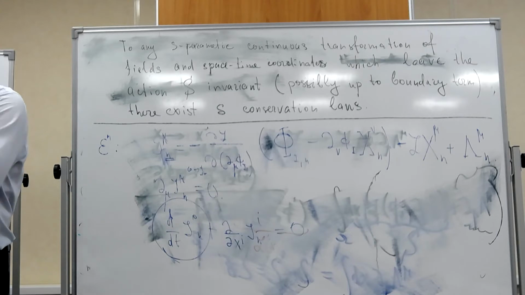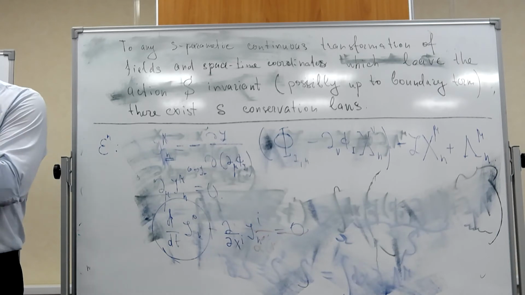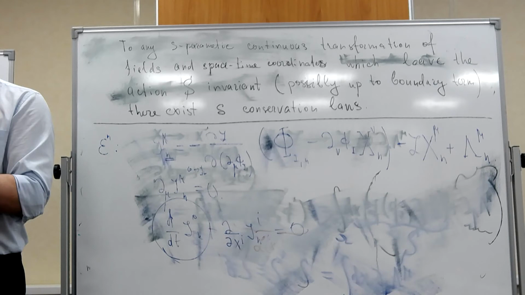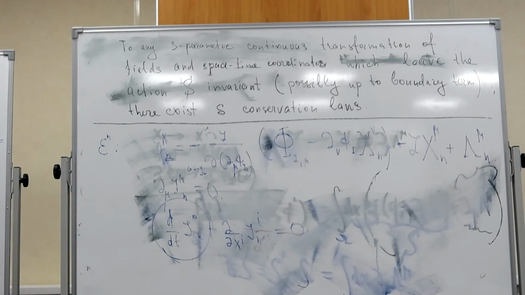You can consider a more general situation where your quantum fields or classical fields are defined on a curved manifold with a non-trivial metric, not the Minkowski one. And then you have, of course, to modify the corresponding derivation, but you can derive the conservation laws. There is no problem.